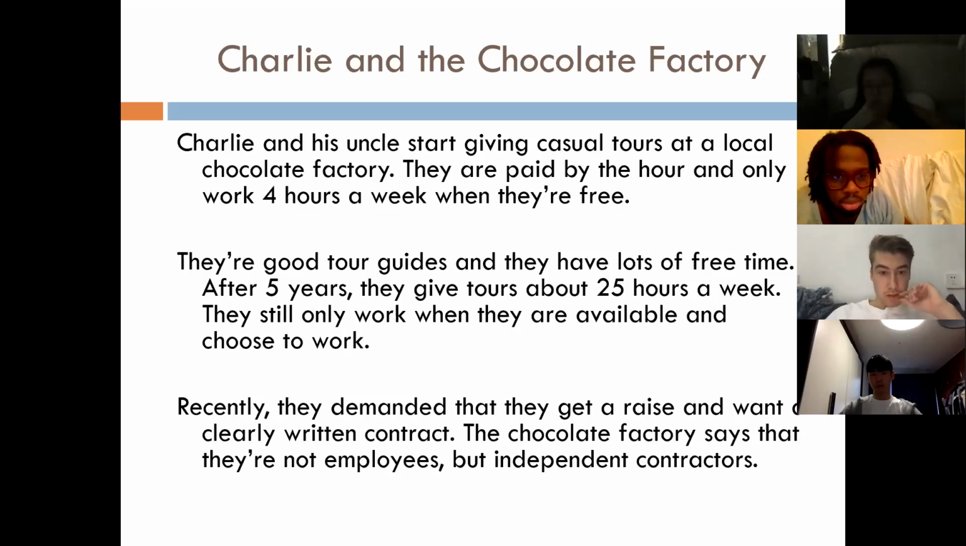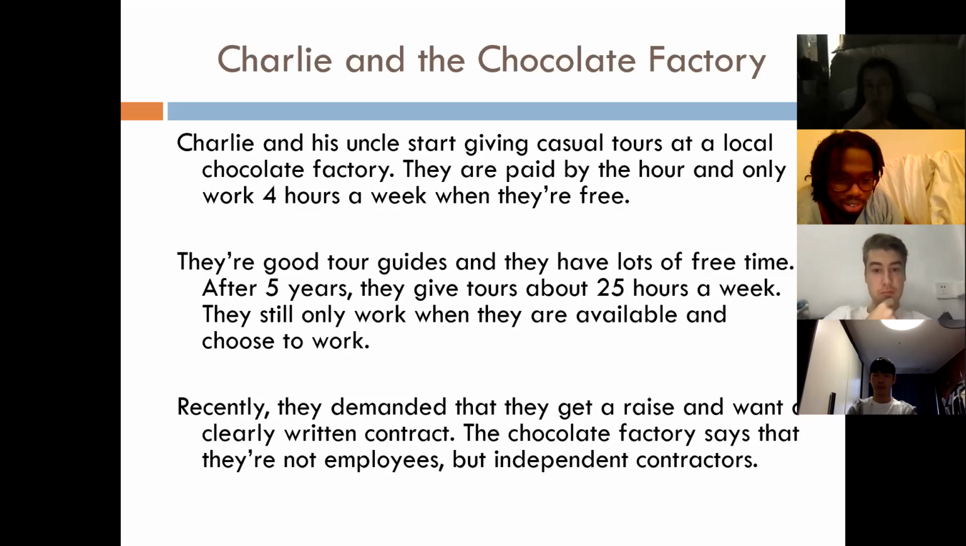Let's start with the three tests. Number 1, do they work for money? Sorry, let me just read it again. I wasn't listening to the story. Thank you very much. Sorry, what was your question? Do they work for money? Yes. Okay. Number 2, the control test.